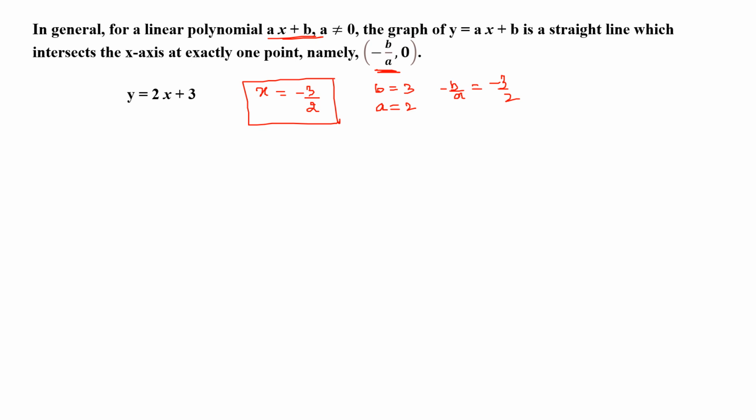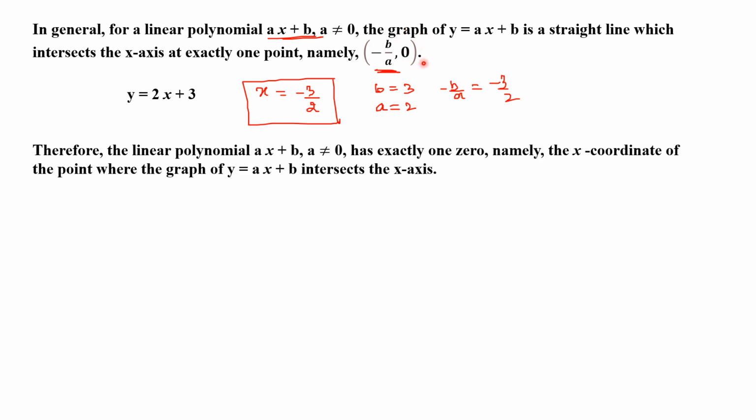As it is a linear polynomial, you will get exactly one point where the graph intersects the x-axis. I have shown you the graph also, right? It was intersecting at only one point, and the point was -3/2. The y coordinate will be 0. So from here I can conclude that the linear polynomial has exactly one zero, namely the x coordinate of the point where the graph intersects the x-axis. I hope it is clear now. Next we will see the quadratic polynomial.